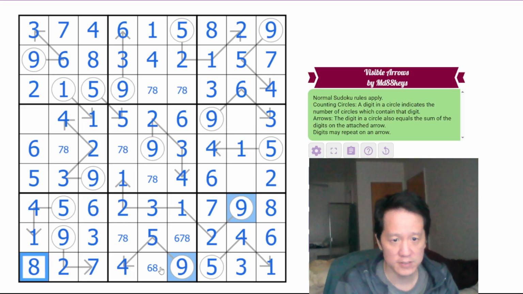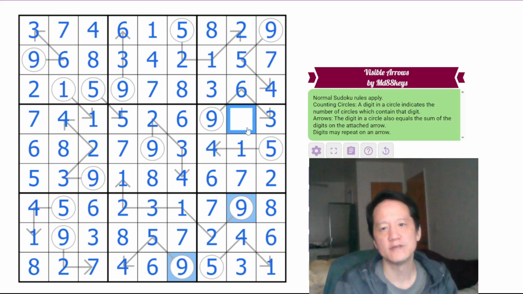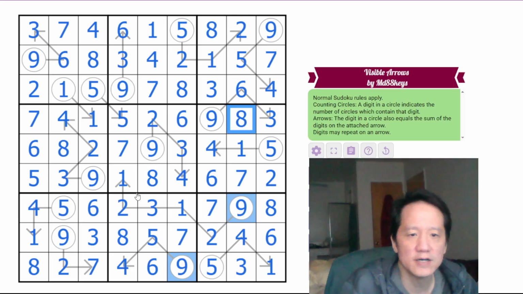This 8 means this can't be an 8, so this is a 6. This 8 means this can't be an 8, so it's 7. This is 8. This is 7. This is 8. This is 7. This is 8. This 7 makes that an 8, which makes that a 7. This 8 makes that a 7, and therefore this is an 8. And that's how you solve it.